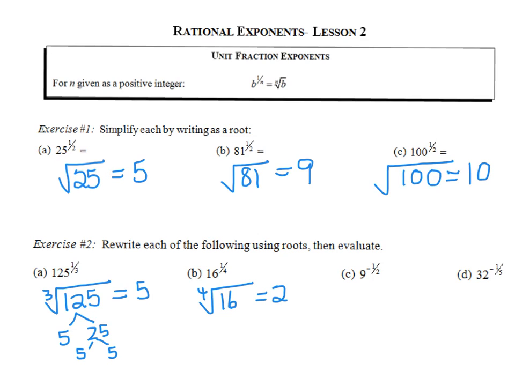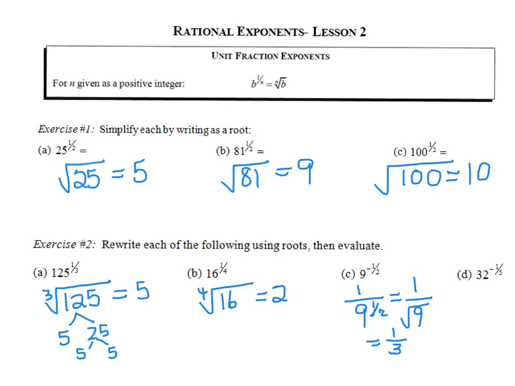Now in exercise C, I see that there's a little bit different here because I have a negative 1/2 for my exponent. Recall from lesson number 1 that when we have a negative exponent, that means that we're going to rewrite this as 1 over 9 to the positive 1/2. So now I'm going to convert this over to a root. So 1 over the square root of 9. 1 over the square root of 9 is simply 1/3. So it was important to see that when we had a negative exponent, I had to take the reciprocal of the base.